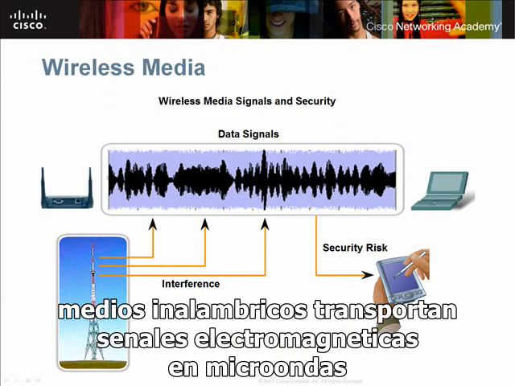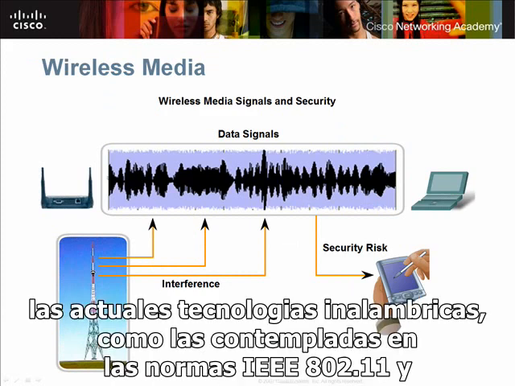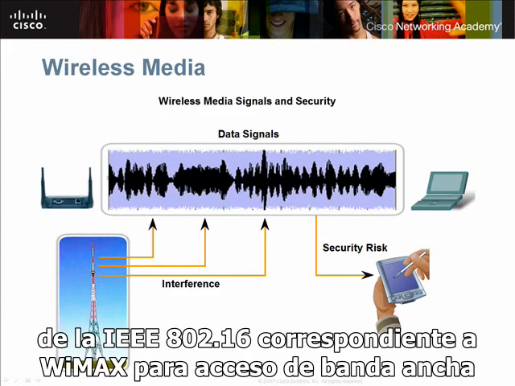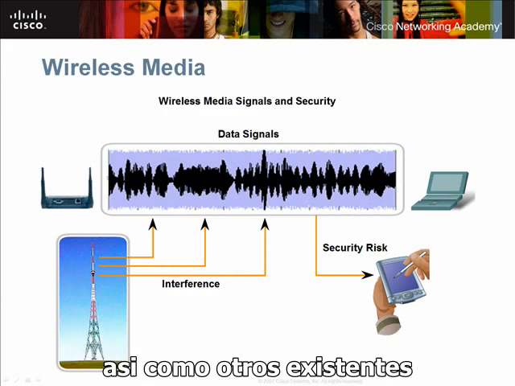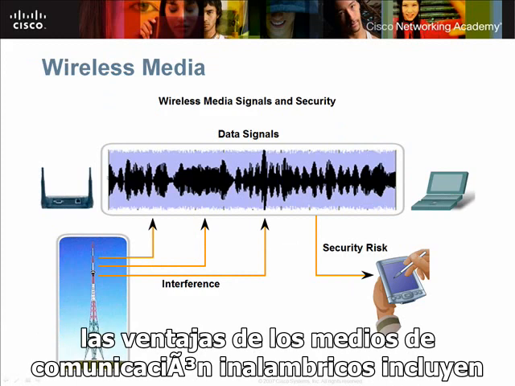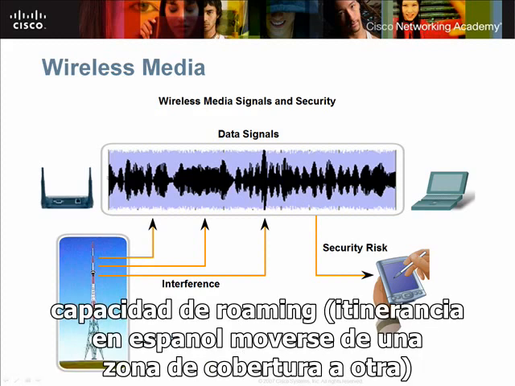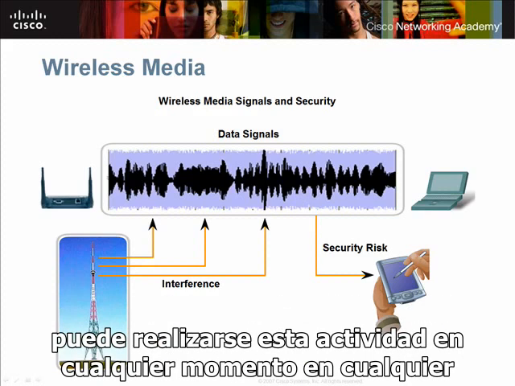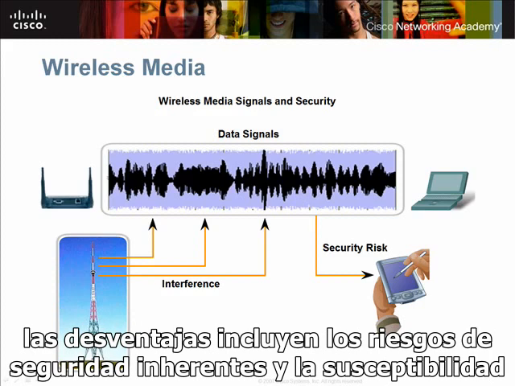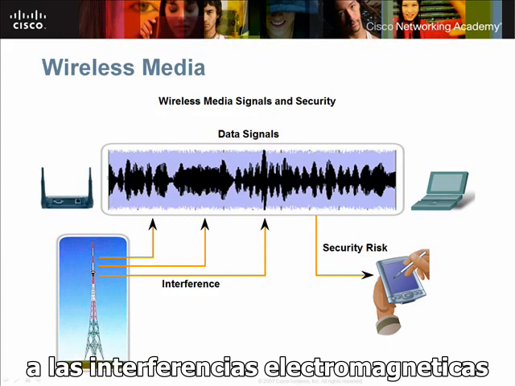Wireless media carry electromagnetic signals at radio and microwave frequencies. Current wireless technologies include the IEEE 802.11 standards for LANs, IEEE 802.16 WiMAX for broadband access, as well as others. Advantages of wireless media include roaming capability and anytime-anywhere connectivity. Disadvantages include its inherent security risks and its susceptibility to electromagnetic interference.